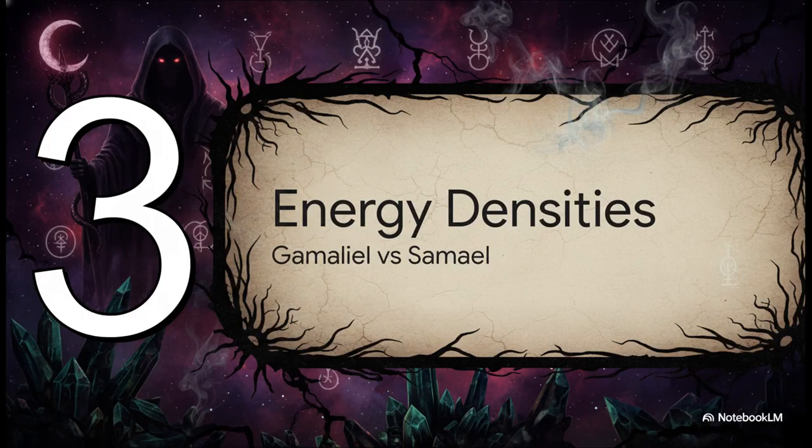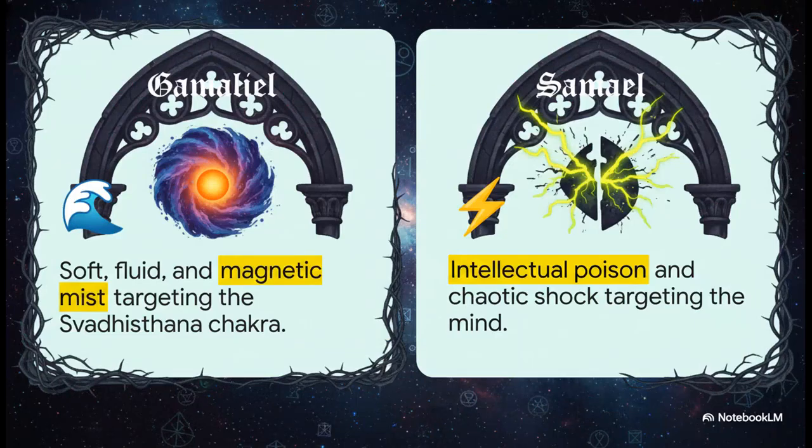Okay, on to Section 3, comparing Qliphothic energy densities, Gamaliel versus Samael. To truly wrap our heads around Gamaliel, it really helps to compare how it feels sensorily to another distinct Qliphah, like Samael. The contrast here is mind-blowing. Samael feels like this sudden, chaotic electric shock. It's like intellectual poison that forcefully deconstructs your thoughts. But Gamaliel, totally different vibe. Gamaliel feels like wading through a soft, thick, warm, magnetic mist.